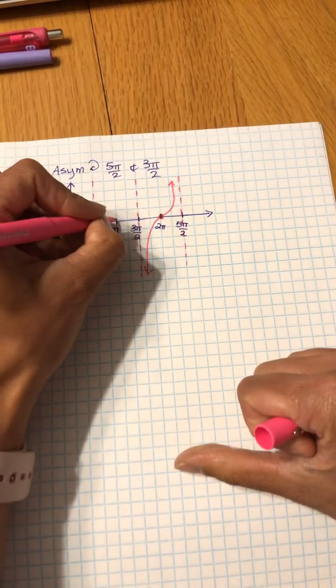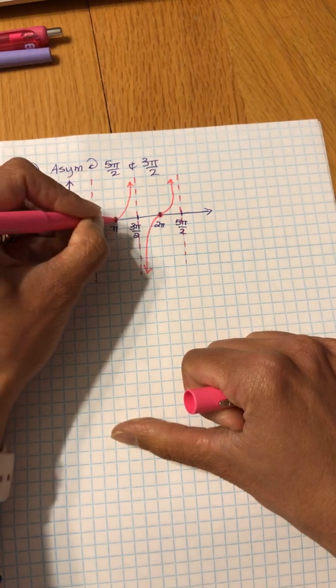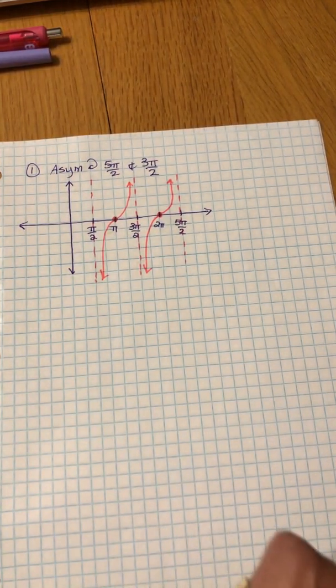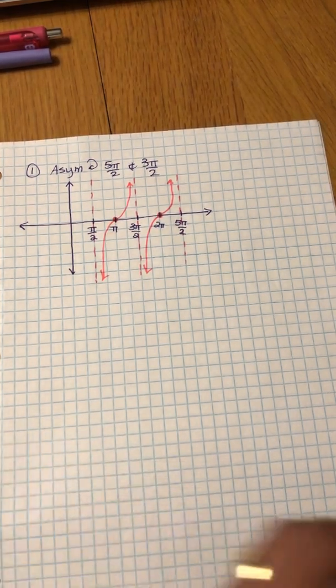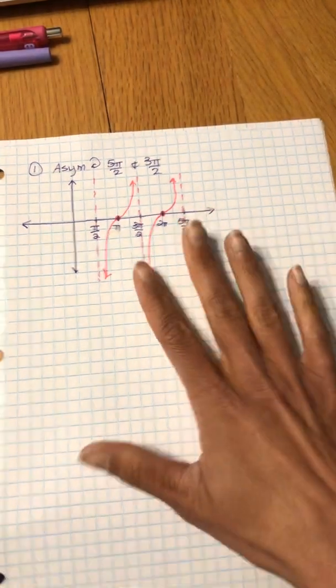Okay, so plot a point in the middle, hug the wall going up on the right and down on the left. And there is tangent. What was it? It was y equals tangent of x minus pi, or x minus 2 pi. Okay, so that was number 1.